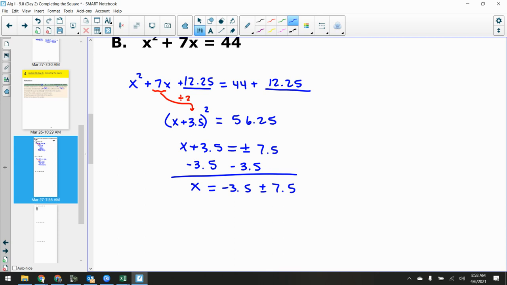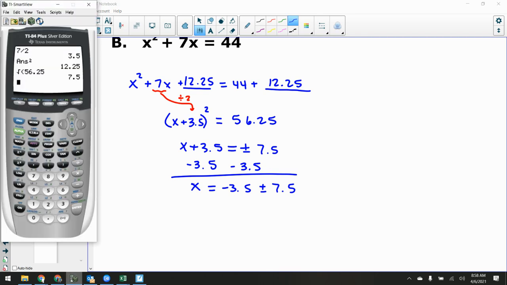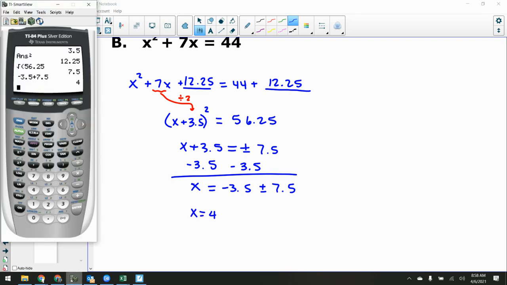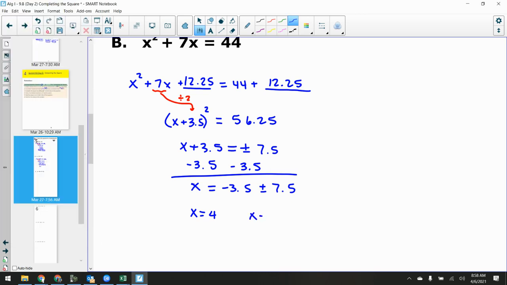All right, now we just have to figure that out. See, we can't just do that in our heads. Negative 3.5 plus 7.5. That gets us 4. And we'll do the minus version. Negative 3.5 minus 7.5. Negative 11. So our answers still ended up being good numbers. The problem is that it turned into a decimal in the middle. That's okay. That's okay.